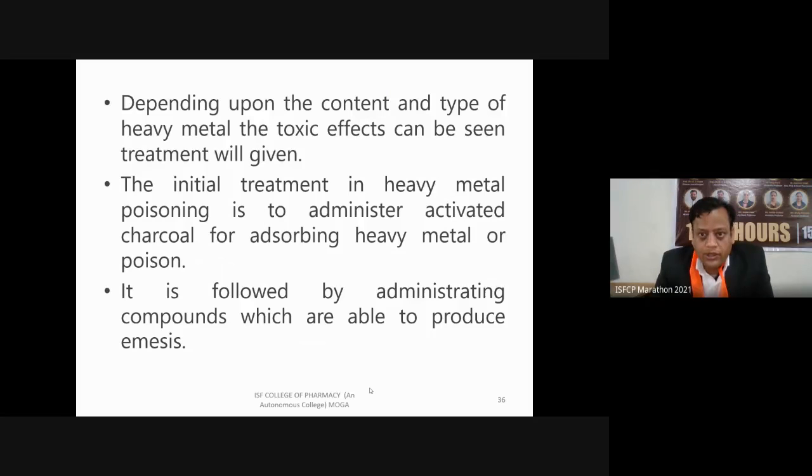Depending upon the content and type of heavy metal, the toxic effect can be seen, and treatment will be given after seeing what effect is produced by the specific heavy metal. The initial treatment in heavy metal poisoning is to administer activated charcoal, because it is a very good adsorbent. It adsorbs the heavy metal or poison. It is followed by administering compounds which are able to produce emesis, and furthermore we also induce emesis so the heavy metals can be eliminated by the body.